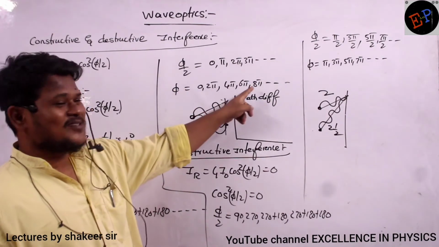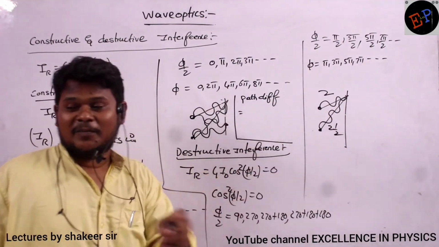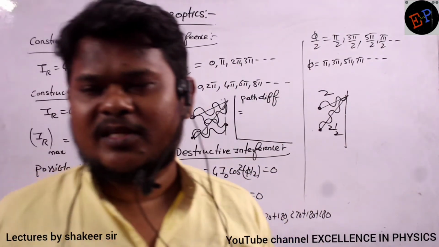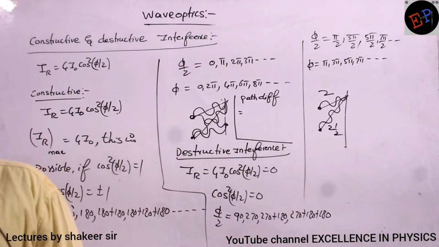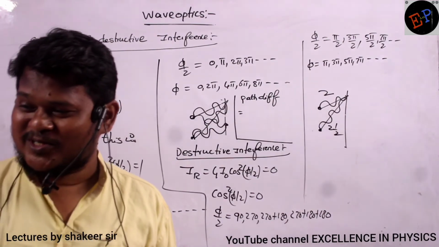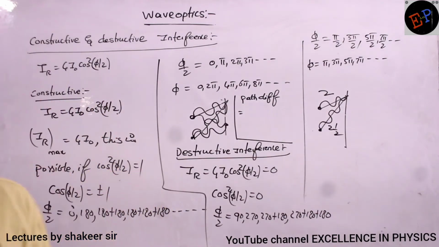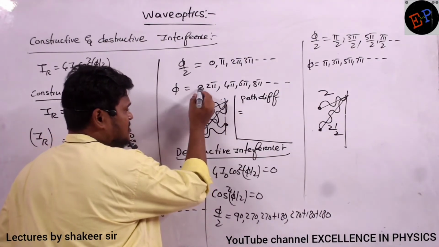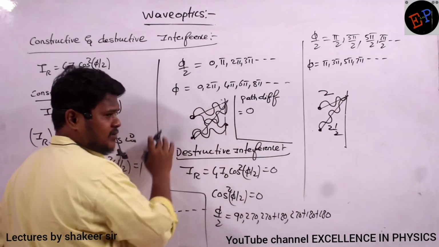Path difference means what? Distance traveled. Distance traveled difference will be how much? See, my path difference is 0 when phase difference is 0, first one.